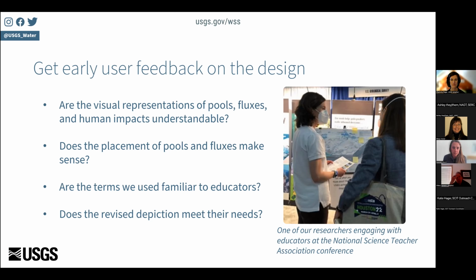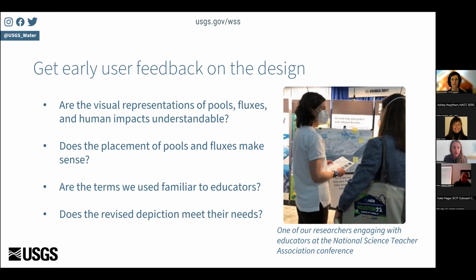We also asked, did the placement of pools and fluxes make sense? For example, one change we made based on teacher and subject matter expert feedback was to adjust the location of permafrost on the diagram. We also want to know, are the terms that we're using familiar to educators? It turned out that most educators that we spoke to use the term stream flow rather than the term discharge, which is what hydrologists use. So we made sure that our terminology was not only scientifically accurate, but matched the language that was being used in most grade levels.